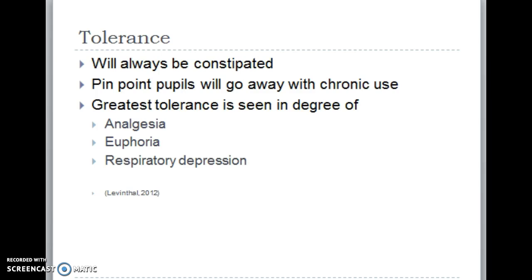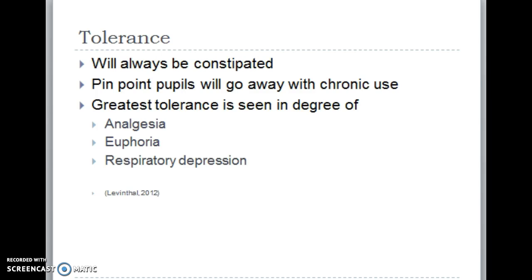Tolerance. Anybody who's taking heroin or any other narcotic will always have the unfortunate constipation, but the pinpoint pupils will go away with chronic use. The more you use them, the less likely you'll have the pinpoint pupils. Your greatest tolerance is seen in the degree of analgesia, so pain relief. If you're taking heroin or other opiates in the beginning, you'll have a lot of pain relief, but your body will build a quick tolerance to that and you won't have the feeling of pain relief.